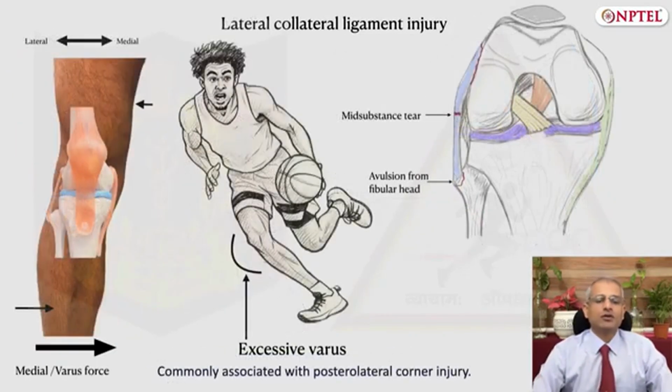The lateral collateral ligament is injured when there is an excessive varus stress on the knee. That is, when there is a medial blow to the knee. The LCL injuries are most often a part of the posterolateral corner injury of the knee, which additionally involves the posterior oblique ligament and the arcuate ligament complex.